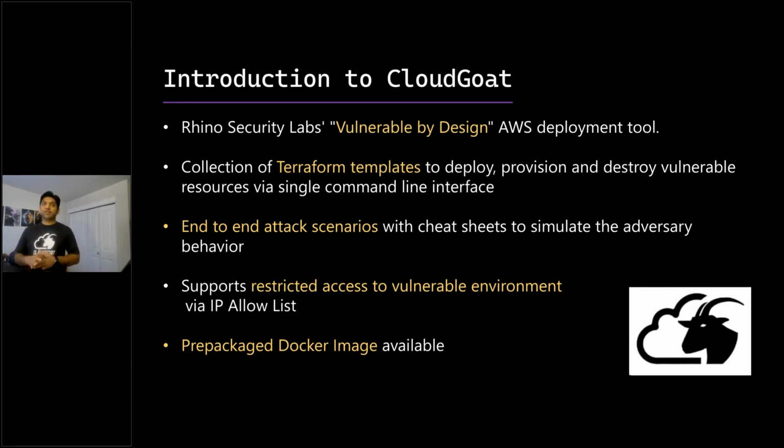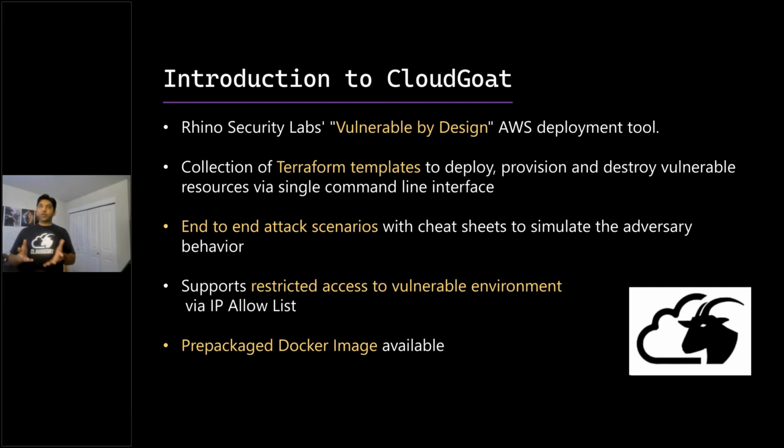The best thing with CloudGoat is it provides end-to-end attack scenarios instead of single TTPs. This really puts things into perspective when you're starting to develop your monitoring strategy, because you can develop much more meaningful detections when you know the end-to-end attack workflow. In order to simulate the adversary behavior, they have provided cheat sheets. It's basically a series of AWS CLI commands that you can execute to simulate that particular attack.